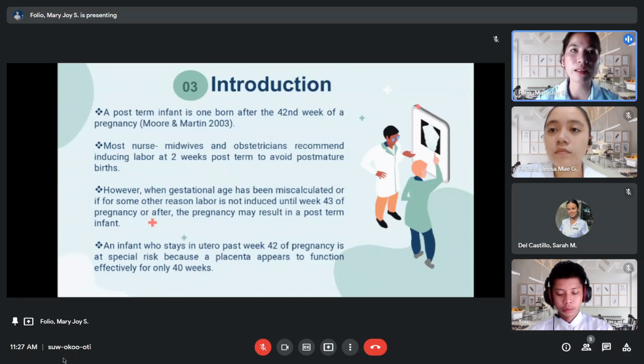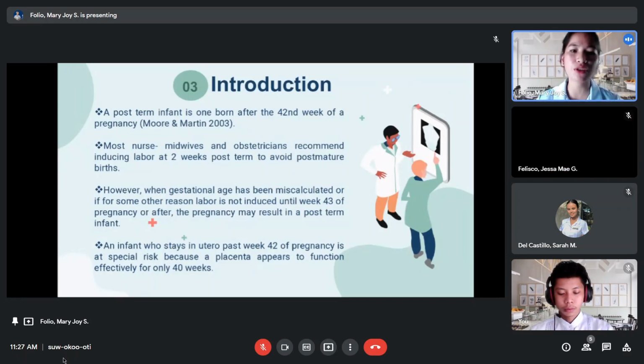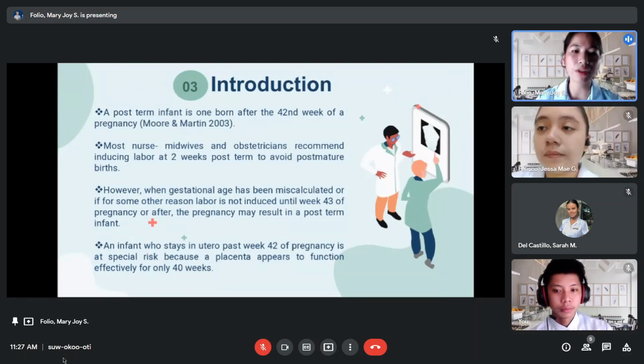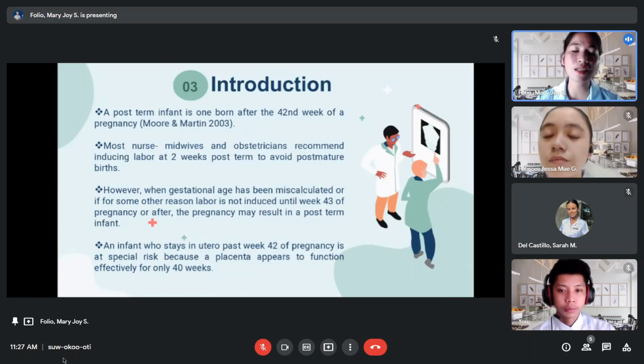So, labor induction. As we all know, labor induction is also called inducing labor. This is done by prompting the uterus to contract during pregnancy before labor begins on its own for a vaginal birth. A healthcare provider might recommend inducing labor for various reasons, primarily when there is a concern for the mother's or baby's health.